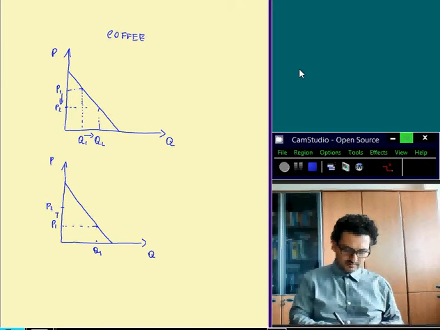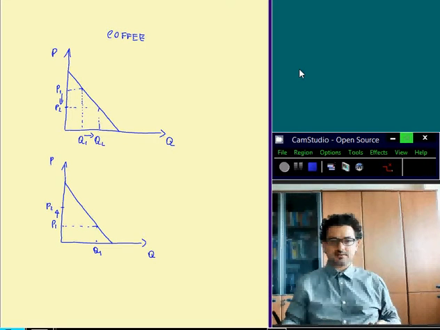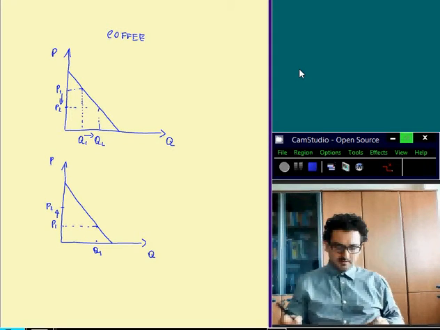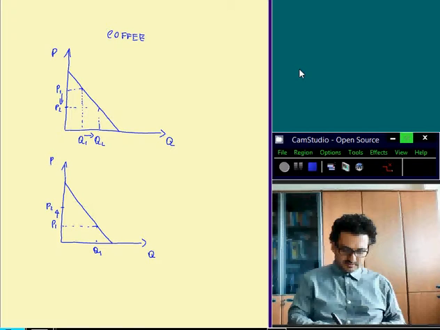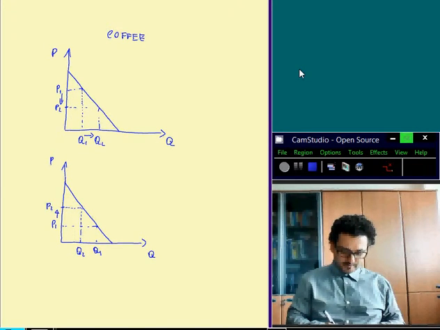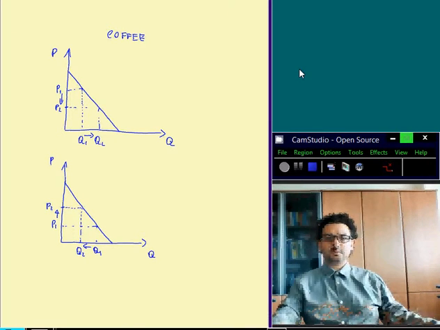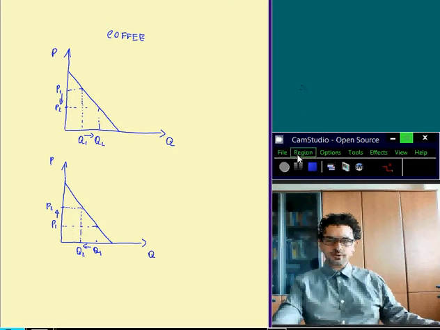This means that we have this increase in price, and the demanded quantity will now be equal to Q2, which is smaller than Q1. So we have a reduction in the demanded quantity for coffee.